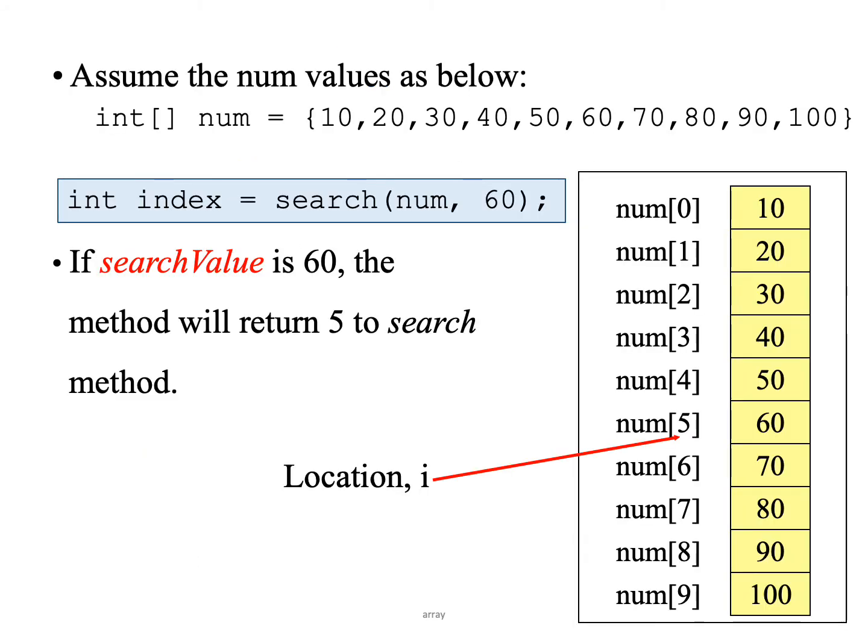For example, if we have an array type int called num and it has the values 10, 20, 30 up until 100, to invoke the method, we will write search num, which is all the elements in the array, and the search value, which is 60. The method returns the index number of the element that has the value of 60, which is index number 5. The index value 5 is then kept in the variable called index.